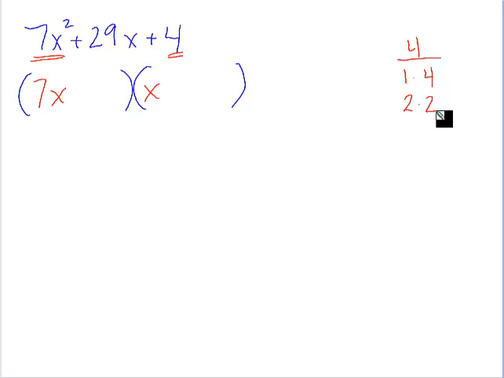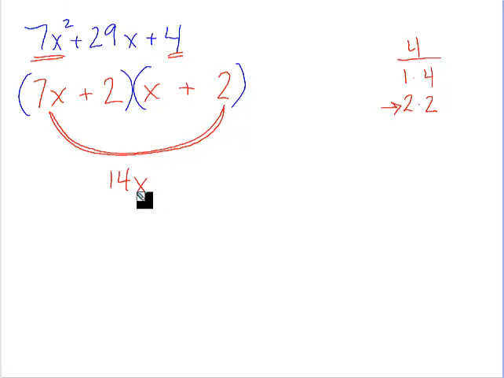Okay, so let's say you decided to pick 2 and 2 first. You would fill the last two terms in with 2, and then you would check it. Now for checking it, we know the first and the last terms work, so you just need to check the 2 that give you x. So you'll need to check 7x times 2 is 14x. 2 times x is 2x. Does that give you 29x? No, so that means 2 and 2 does not work.